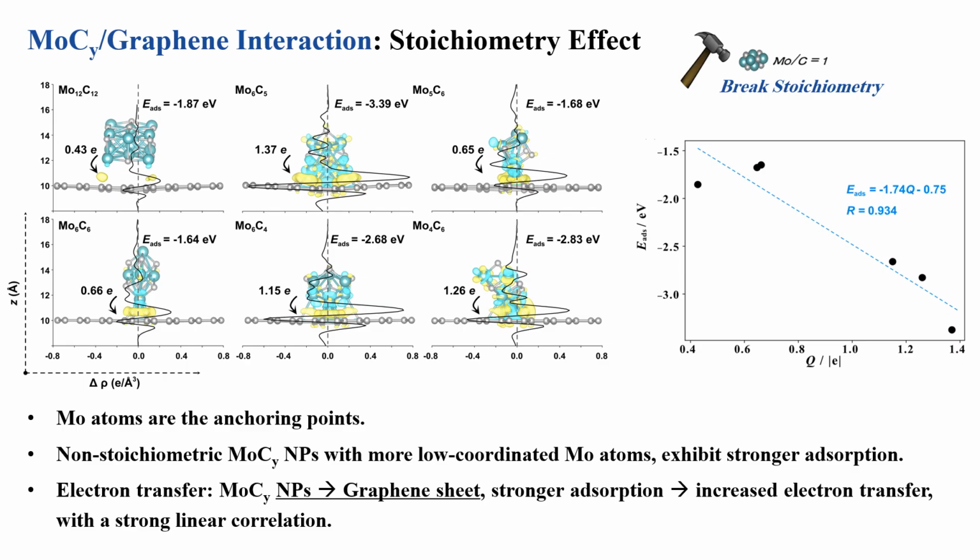So first, our study focuses on the interaction between nanoparticles and the flat graphene. We find that regardless of the stoichiometry, the metal atoms serve as the anchoring points. And what's more, we find the non-stoichiometric ones have more low coordinated metal atoms, and so they exhibit stronger adsorption. And we find there is a strong correlation between the adsorption strength and the electron transfer.